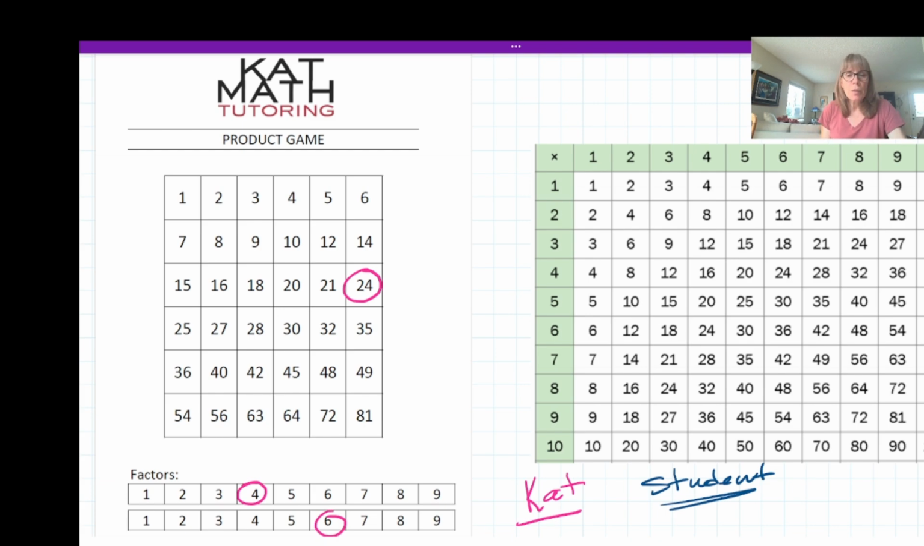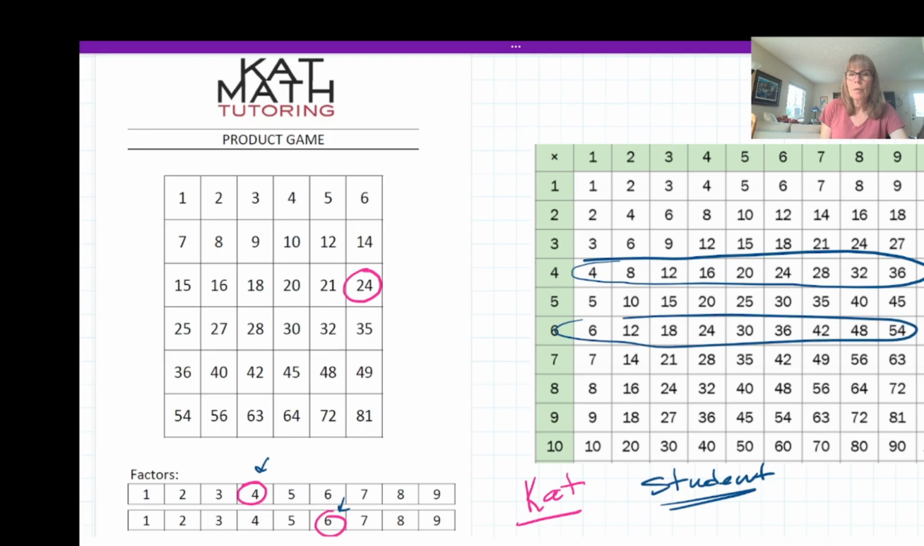The next person who goes, and every subsequent person after the first time, can only move one of these tiles. I can't move both of these tiles to wherever I want. I have to either move the 4 to a different number, or I can move the 6 to a different number. It's helpful to have this product chart on the side so you can see what kind of options you have with 4. Those are the only numbers I can mark if I move the 6 to any other number and keep the marker on the 4. Or if I choose to move the marker on the 4 and keep the 6, then I can choose any of these numbers here.